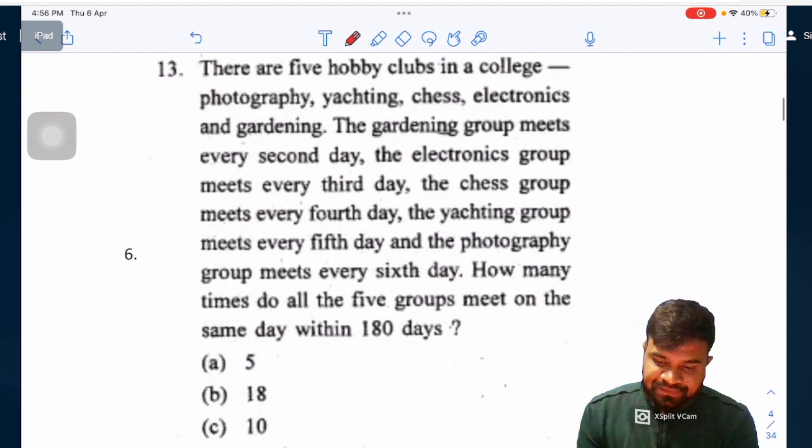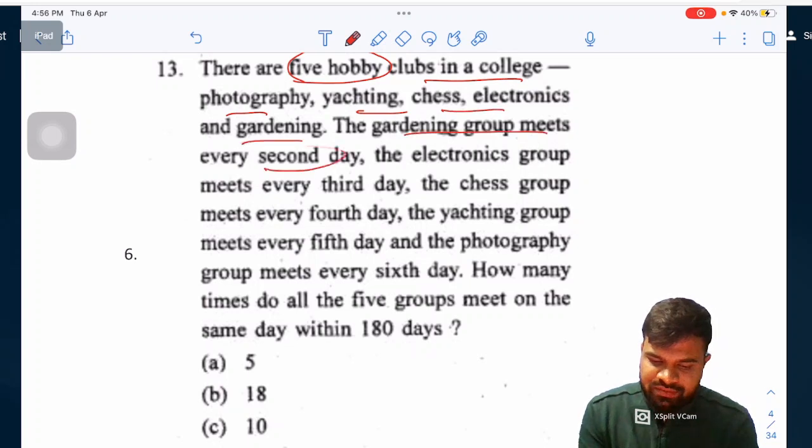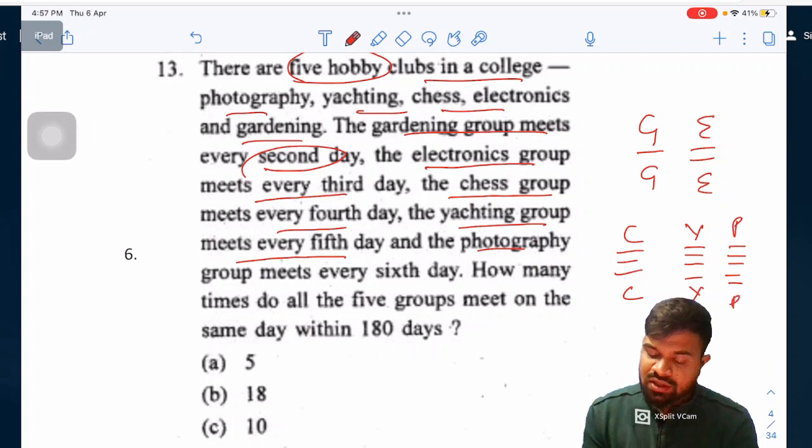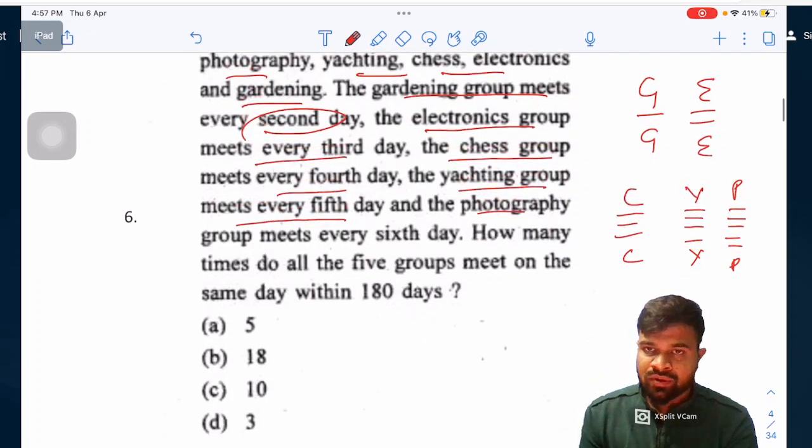Now again, there are five hobbies: photography, yachting, chess, electronics, and gardening. The gardening group meets every second day. The electronics group meets every third day, that means after a gap of 2 days. The chess group meets every fourth day, that means after a gap of 3 days. The yachting group meets every fifth day, that means after a gap of 4 days. And the photography group meets after a gap of 5 days. This is the required problem.